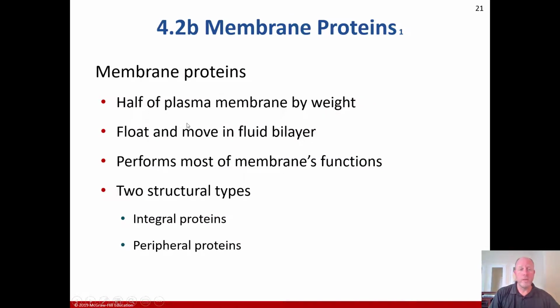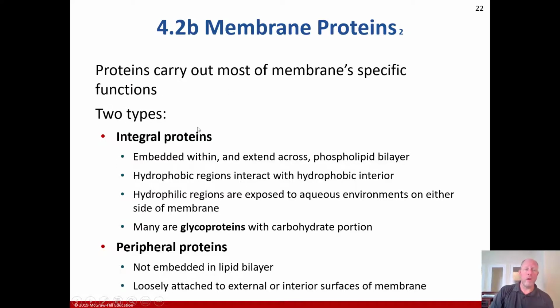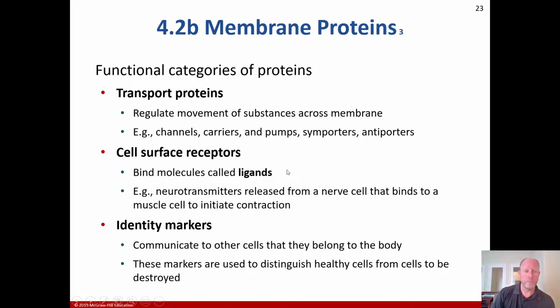The membrane proteins compose half the plasma membrane by weight. They float and move within the fluid bilayer, and they perform most of the membrane's functions. The two different types of membrane proteins are integral and peripheral. The integral proteins are within and extend across the phospholipid bilayer, with the hydrophobic regions interacting with the hydrophobic interior, and the same with hydrophilic. Many of those integral proteins are glycoproteins with a carbohydrate portion. The peripheral proteins aren't embedded in the lipid bilayer. They're loosely attached to the external or internal surfaces of the membrane.